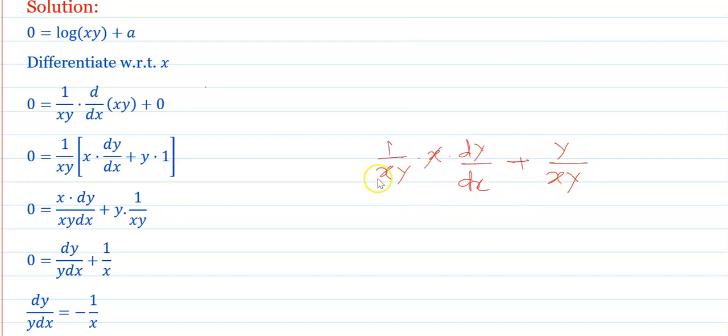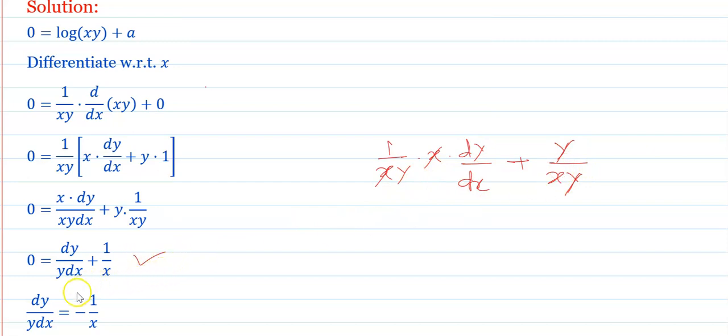Now what will happen? These x's will get cancelled, y will get cancelled. Then what you will get? You will get dy by dx into 1 upon y. Okay, dy by dx into 1 upon y. What about here? y gets cancelled, plus 1 upon x. Okay, plus 1 upon x.